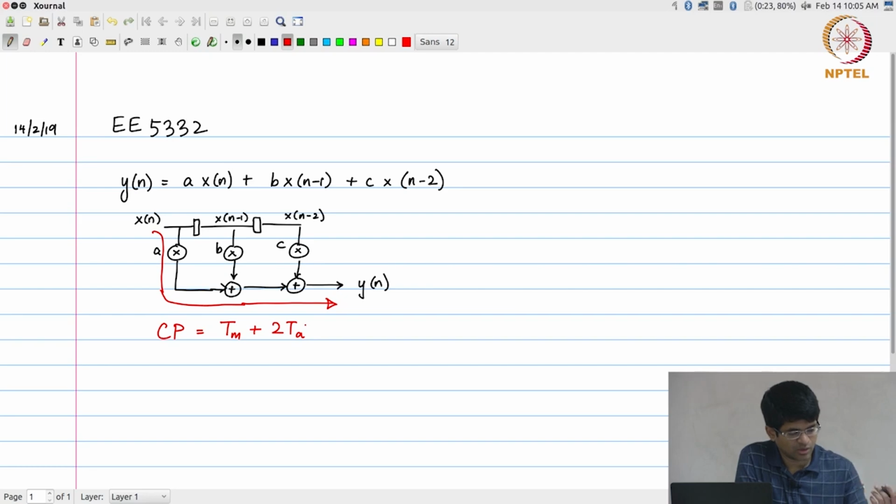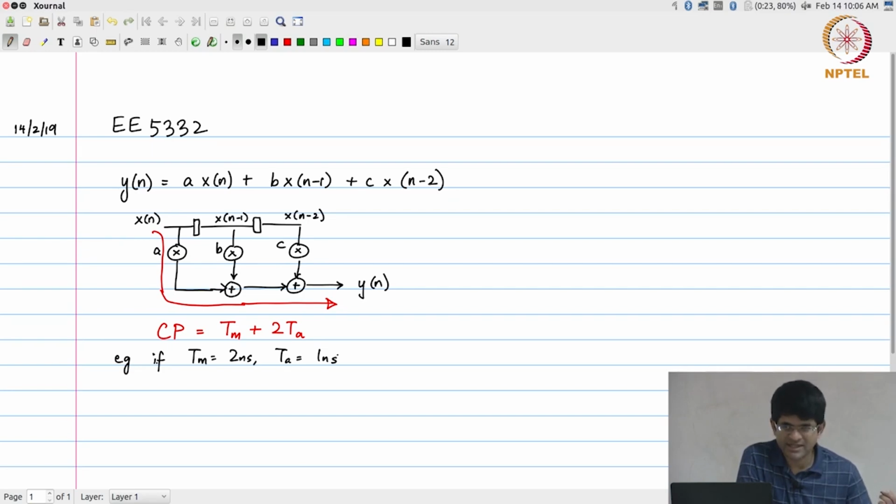For example, let us say Tm is equal to 2 nanoseconds and Ta is equal to 1 nanosecond. These are just arbitrary numbers that I am pulling out; they are not real values for any given technology. It's just an example. One thing you can generally assume safely is that a multiplication takes longer than an addition, simply because it's a more complicated operation.